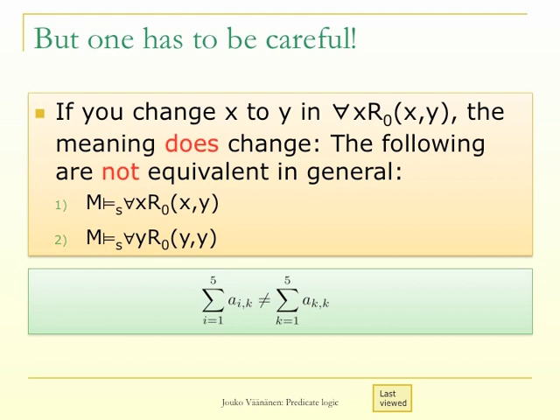This is like sigma i goes from 1 to 5 of a_ik is not the same as sigma k goes from 1 to 5 of a_kk. The former is a_1k plus a_2k plus a_3k plus a_4k plus a_5k, but the latter is a_11 plus a_22 plus a_33 plus a_44 plus a_55.